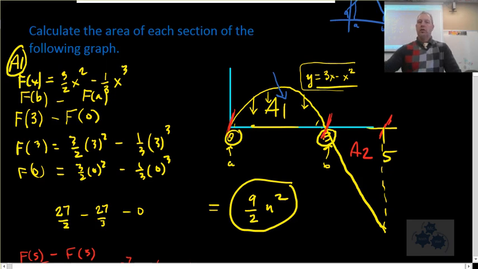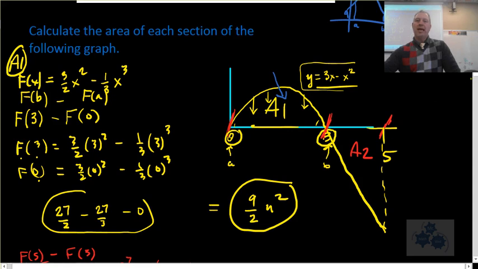Okay? So you remember this? Do you remember doing this? You've done this in chapter 10, just a few days ago. So capital F of 3, we put 3 in there and evaluate it. Capital F of 0, put 0 in there, evaluate it, comes out to this right here, which is 9 over 2 units squared. It's a positive value because it's above the x-axis.